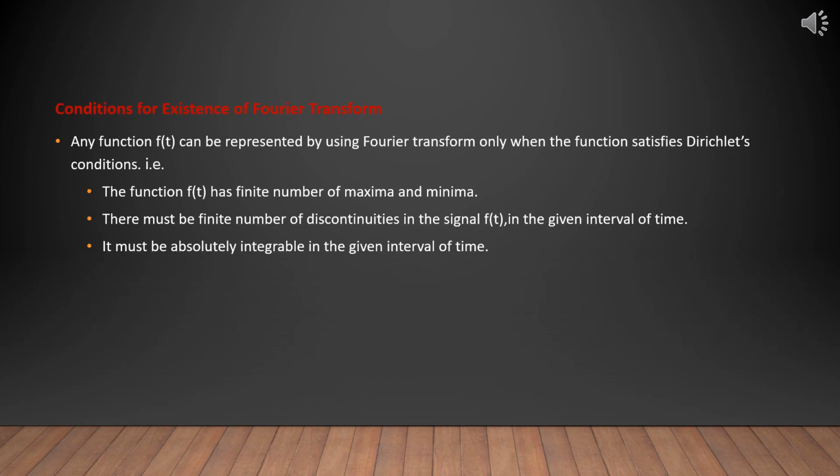Discuss the conditions for the existence of the Fourier transform. Any function f of t can be represented using the Fourier transform only if it follows the Dirichlet's conditions. The Dirichlet's conditions are: the function f of t should have a finite number of maxima and minima, there must be a finite number of discontinuities in the signal f of t in a particular interval of time, and it should also be absolutely integrable in the given interval of time. That is, the integrated value should be a finite value.